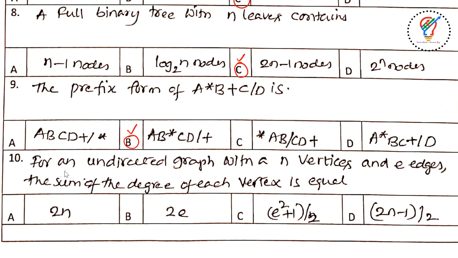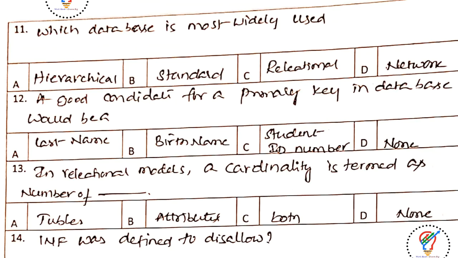Okay, next one, for an undirected graph with n vertices and e edges, the sum of the degree of each vertex is equal to: the options are 2n, 2e, e square plus 1 by 2, 2n minus 1 by 2. So the correct answer is 2e. We'll move to the next slide here. Which database is most widely used? Hierarchical, standard, relational, network. The answer is relational database.